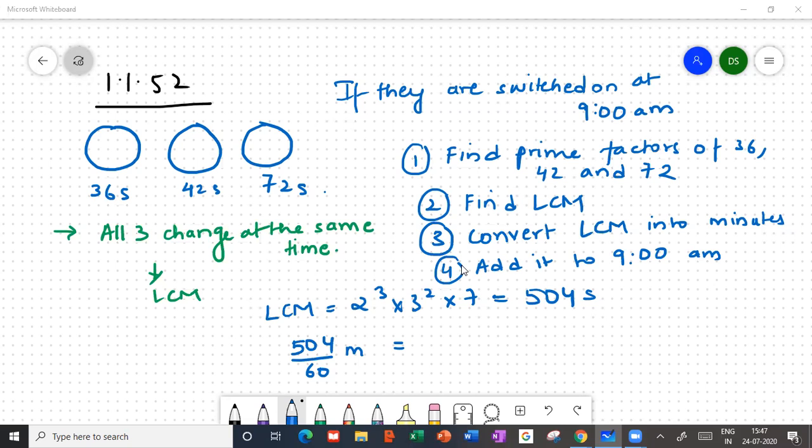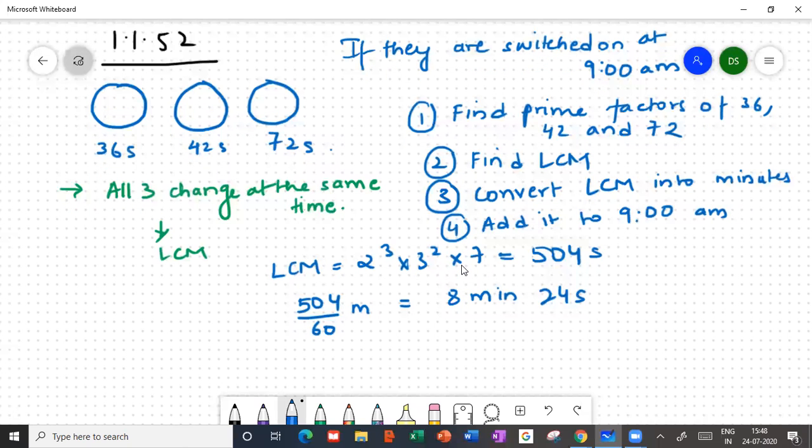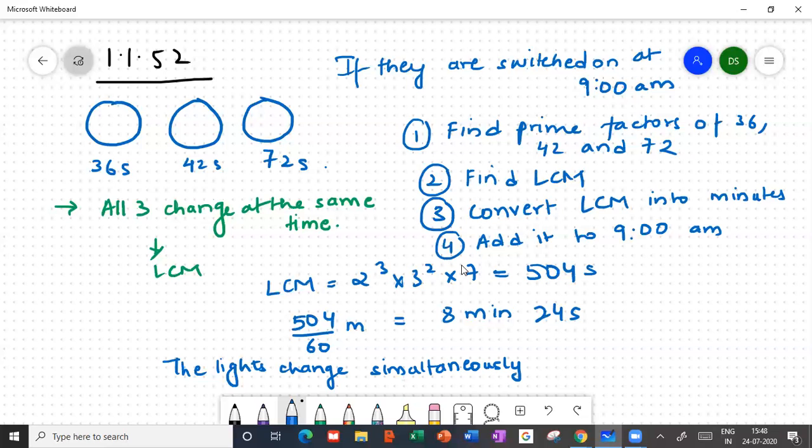So then you solve this, you will get something like 8 minutes and some seconds, obviously. So 8 minutes, 24 seconds. What do you do as the last step? You just add it to 9 a.m. So the lights change simultaneously after 8 minutes, 24 seconds, or you can just say 9:08. Right, this is how you express it, right?